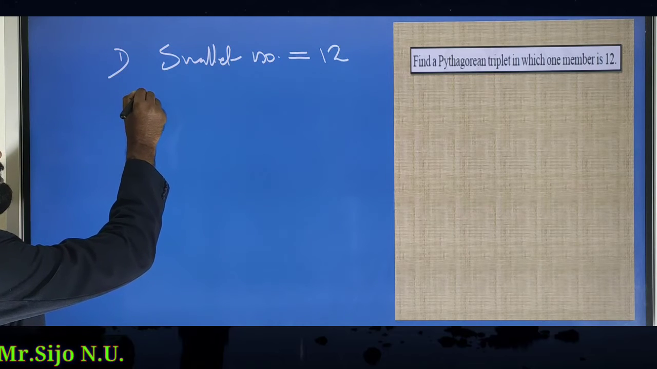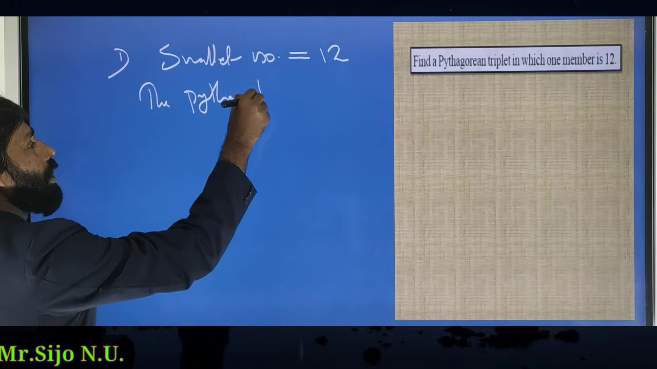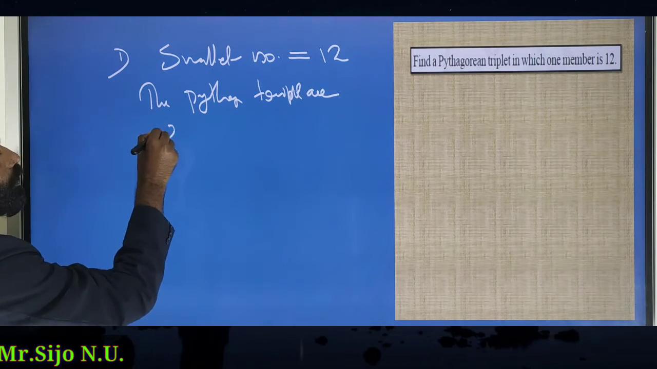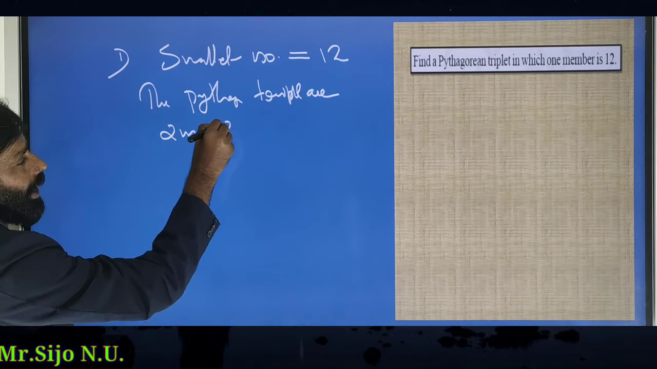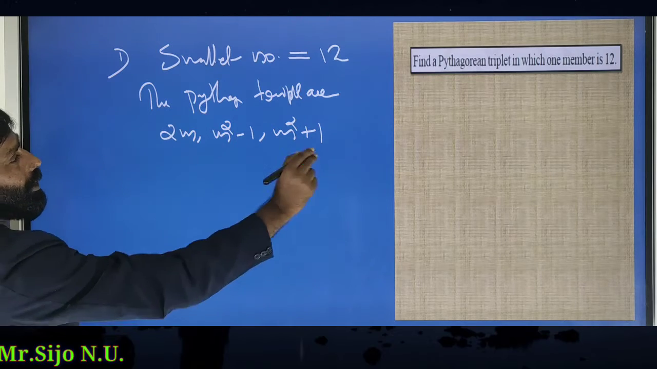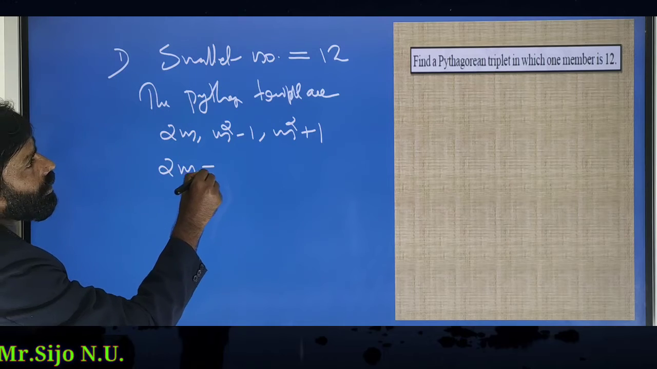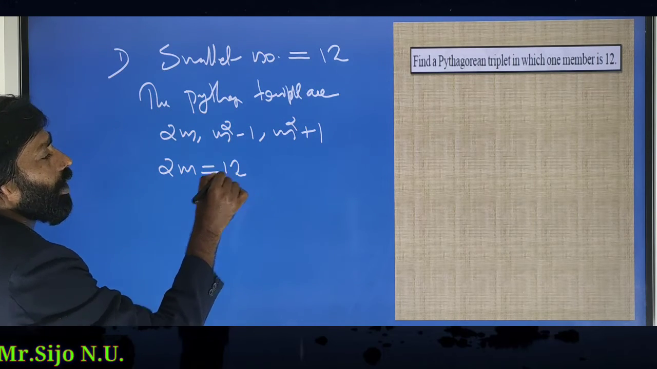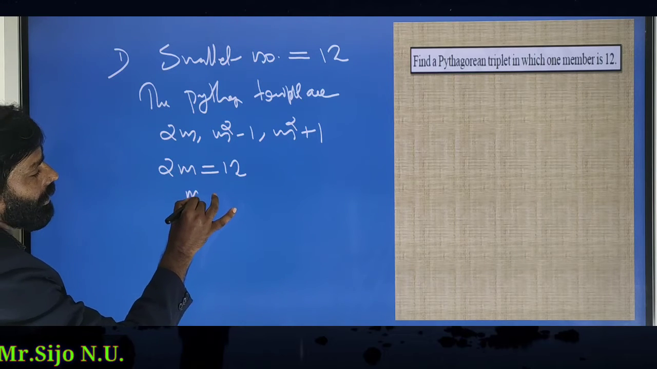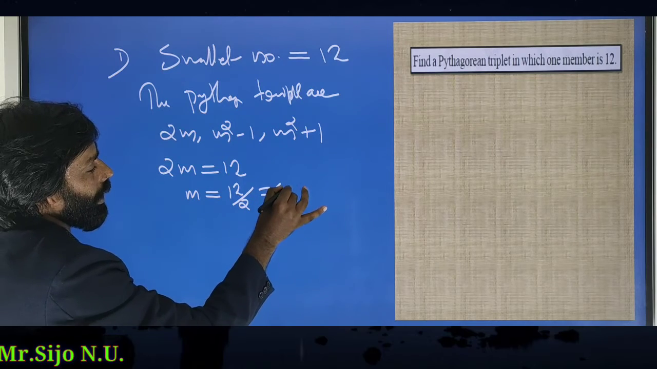So first we write the Pythagorean triplet as 2m, m square minus 1, m square plus 1. We know these are the Pythagorean triplet. First we take 2m as 12, since one number is 12. From here we have to find the value of m. m equals 12 divided by 2, which is 6.